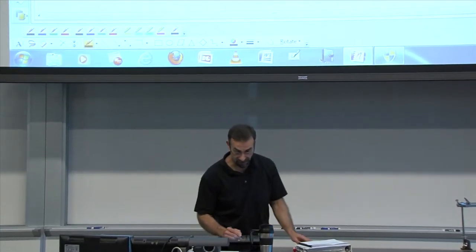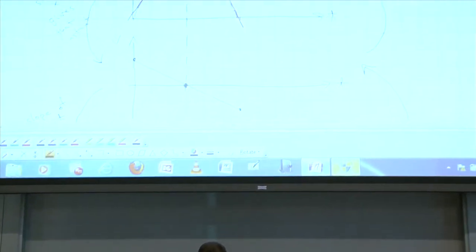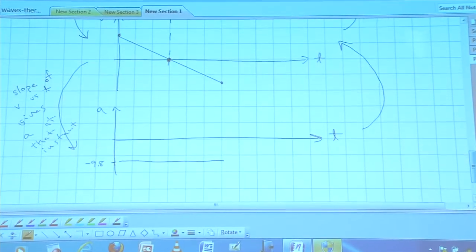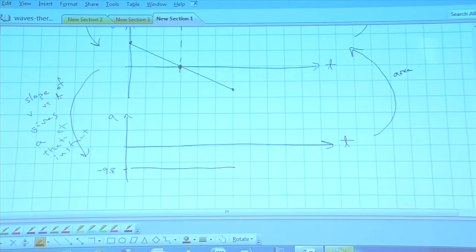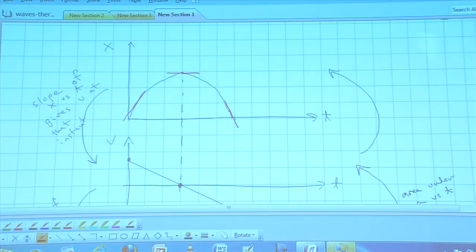But you can go up also. The area under A versus t gives the change in velocity over that period. The area under V versus t gives the displacement for that time period.